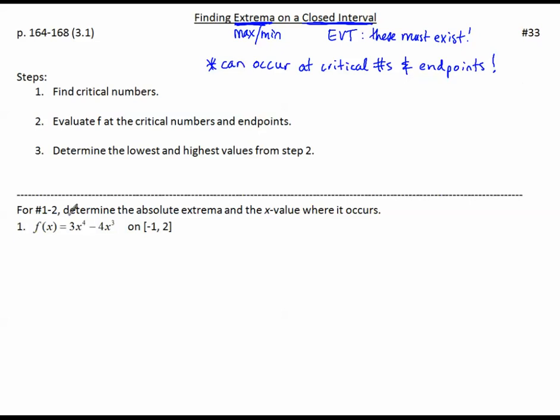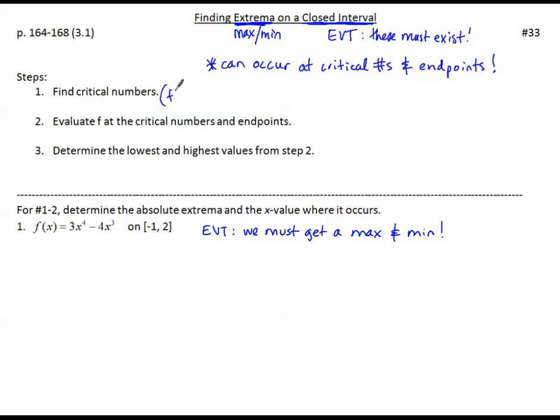Looking at problem number 1, determine the absolute extrema and the x value where it occurs. Notice that you're given a closed interval. We have a continuous function and a closed interval, so the extreme value theorem tells us that we must get a max and a min. We think to ourselves, maxes and mins can occur at critical numbers. Do we have critical numbers? Not yet. So our first step is to find the critical numbers.